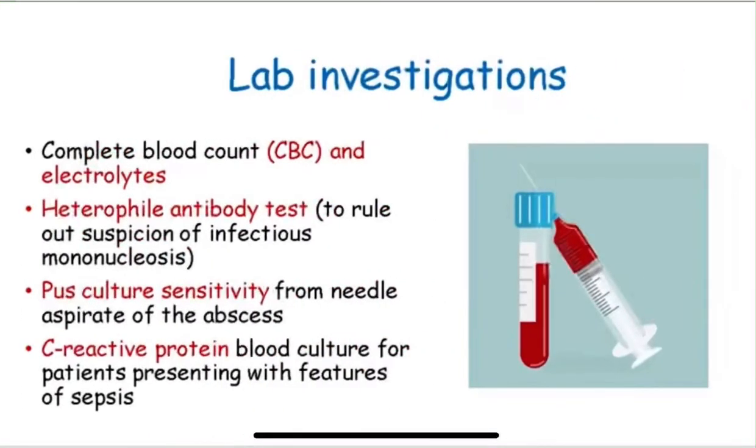Next thing, let us look into the lab investigations. The complete CBC, blood count and the electrolytes should be done. Heterophile antibody test is done to rule out the suspicion of infectious mononucleosis. So you need to rule out if it is infectious mononucleosis, so you do the antibody test.